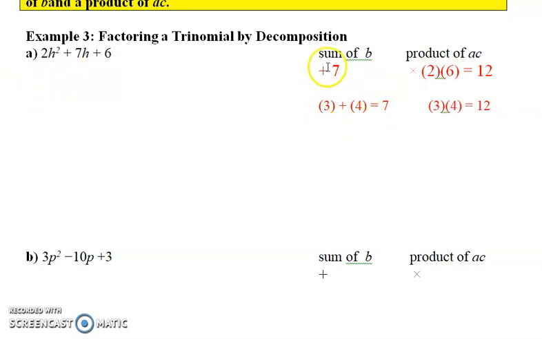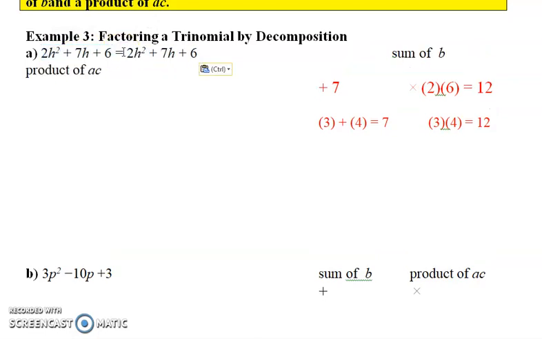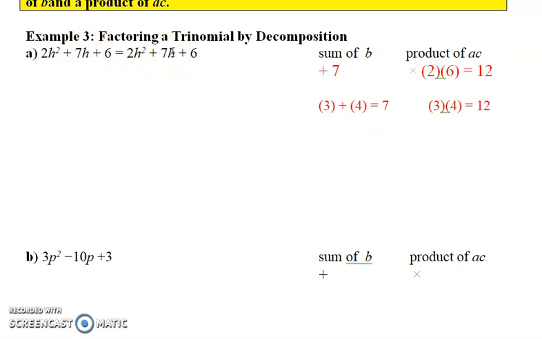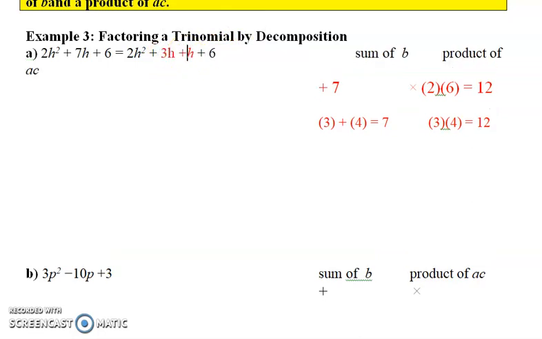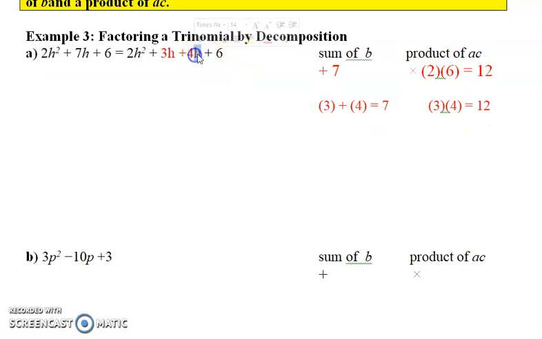So you notice how we took the 7 and we broke it down to 3 and 4? That's what we do with these middle terms. It's as easy as that. So this is going to be equal to, now remember the 7h splits apart, becomes 3h plus 4h. That's the decomposition part.